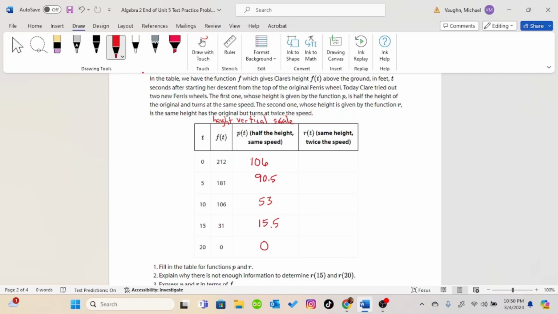Then we have r of t. This is the same height, but twice the speed. So this is a horizontal scale.